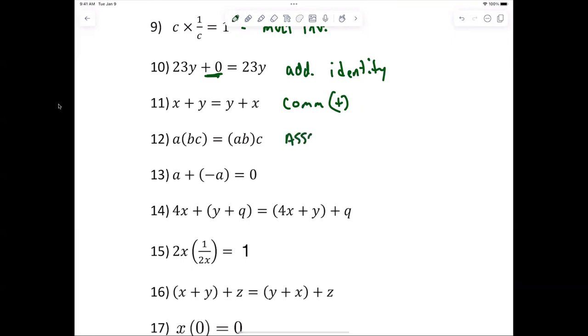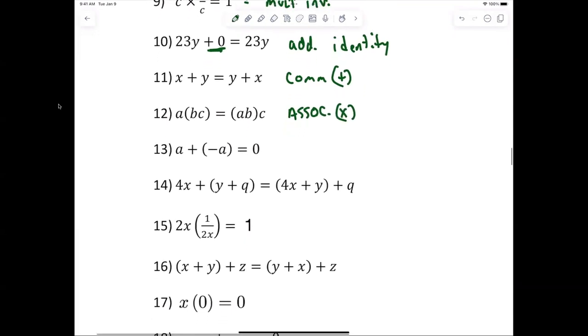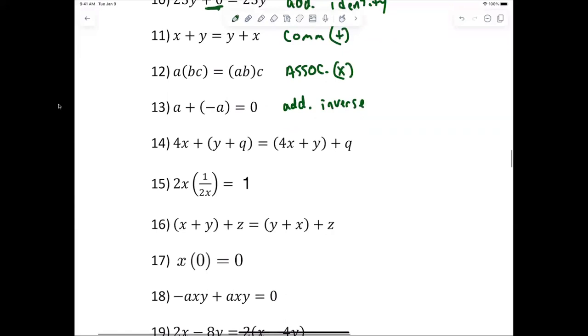Associative, no. Multiplication, yes, multiplication, that's it. 13, go. Yes, additive inverse. Next.